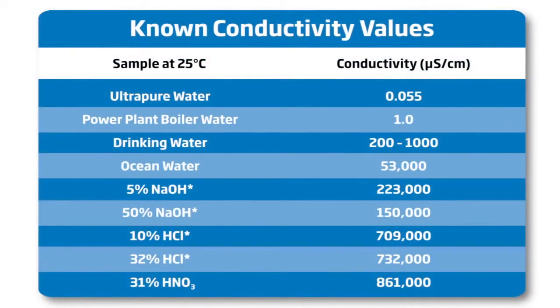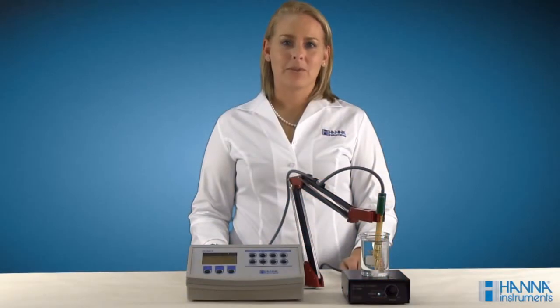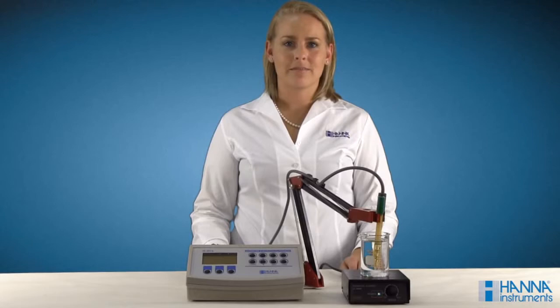Temperature compensation is achieved with a linear temperature coefficient that uses percent change per degree Celsius for units. Several common substances have known coefficient values that have been published and can be manually entered when taking measurements. Hanna meters use automatic, manual, and no temperature compensation.